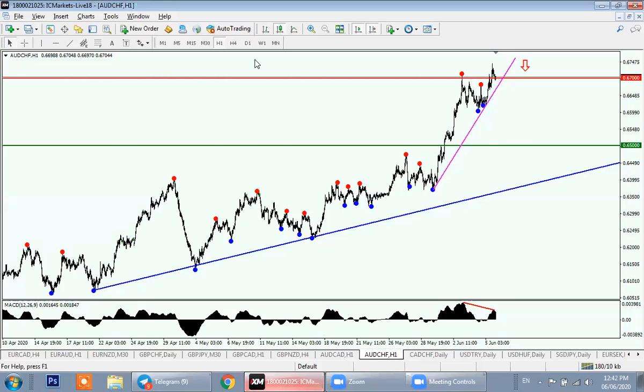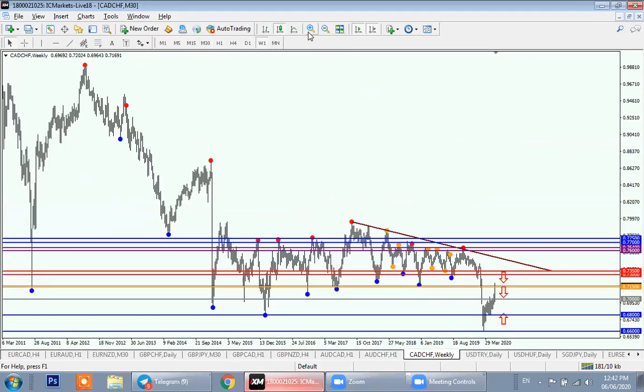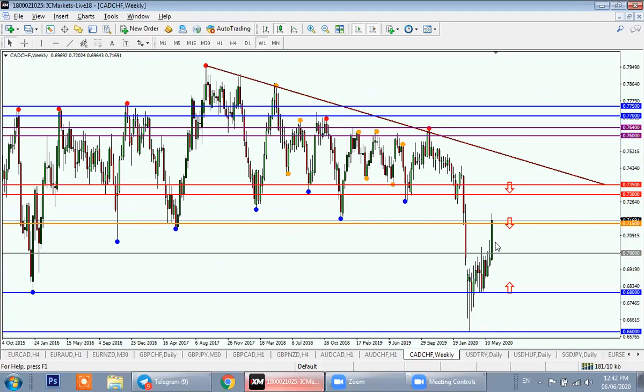So let's start with the M30. Here we go. Price broke our red trend line before forming a new swing around it. So no buy entry here, even though price went up. Let's delete it. Then on the weekly time frame, price broke above our green resistance and is now sitting around our orange one.